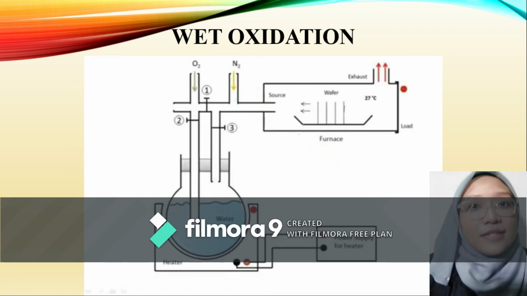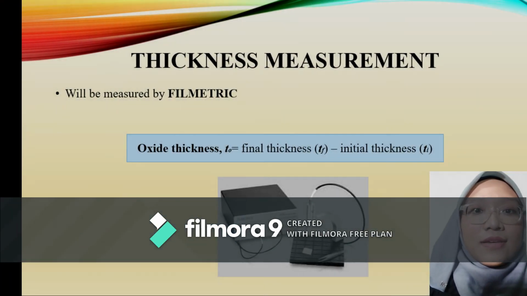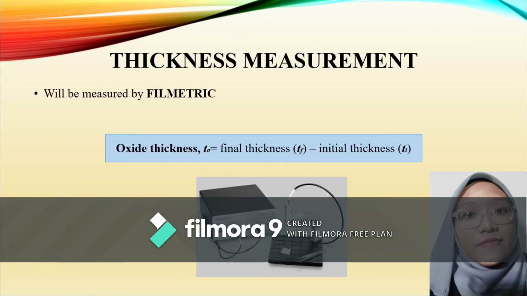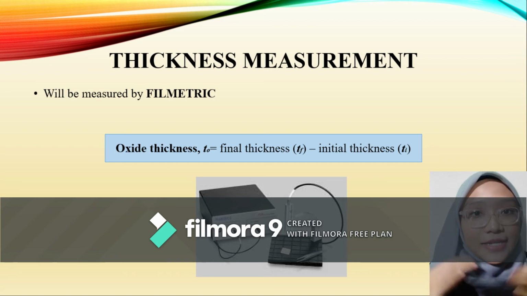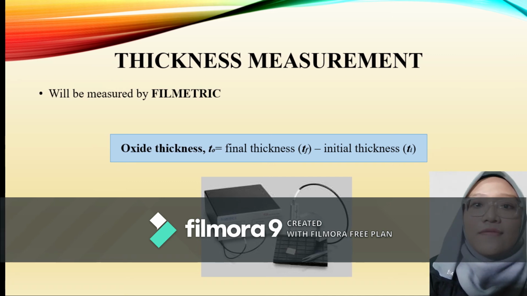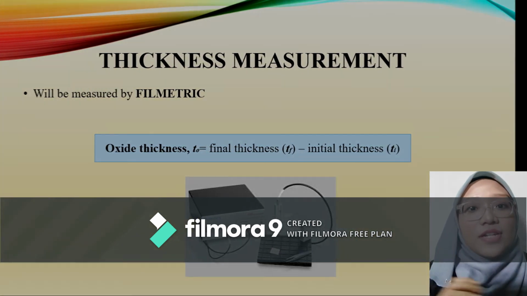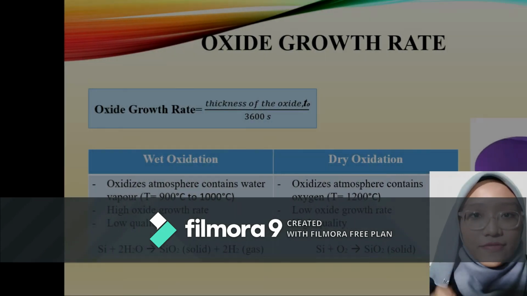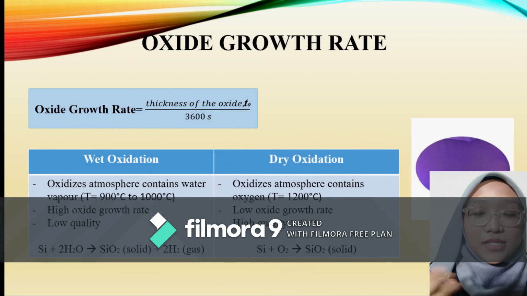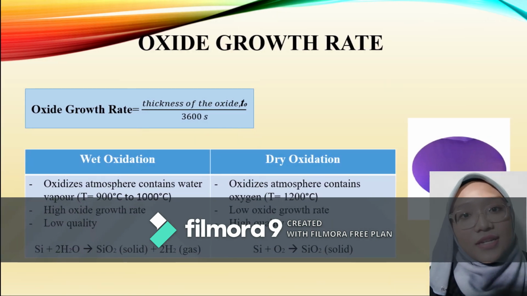Then, the thickness measurement. For this section, the thickness of the wafer will be measured by the Filmetrics. The picture shows the Filmetrics that will be used in our lab. Then, the oxide thickness can be found by subtracting the initial thickness from the final thickness of the wafer, which is after the oxidation. Lastly, the oxide growth rate can be calculated by dividing the oxide thickness by 3600 seconds.